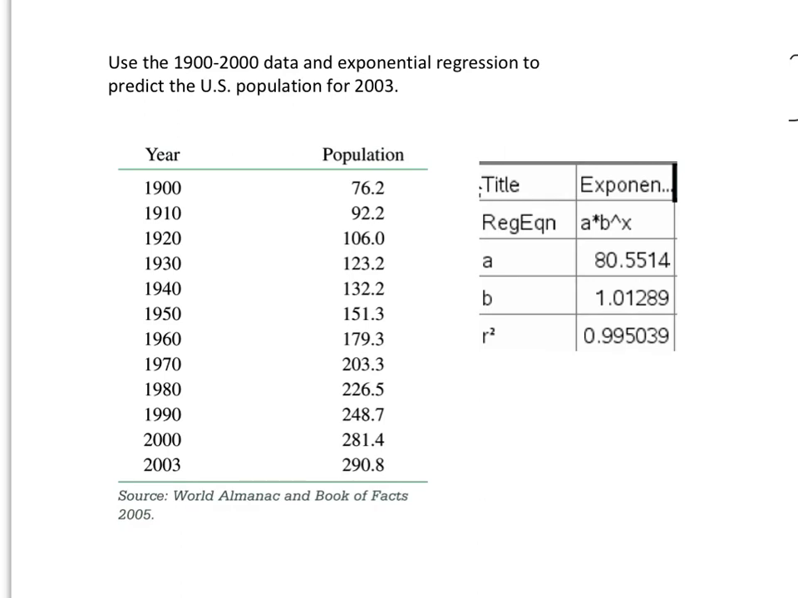Okay, so we have some data here. It says use 1900 to 2000 data and exponential regression to predict the U.S. population for 2003. Okay, so remember what I did was I said let x equal 0 for 1900. So in my calculator in list 1 I entered 0, 10, 20, 30, 40, 50, 60, 70, 80, 90, 100. Then entered all these. I left out 2003 because it says to use 1900 to 2000. I did the stat calc and exponential regression is what I chose. This is what it gave me.